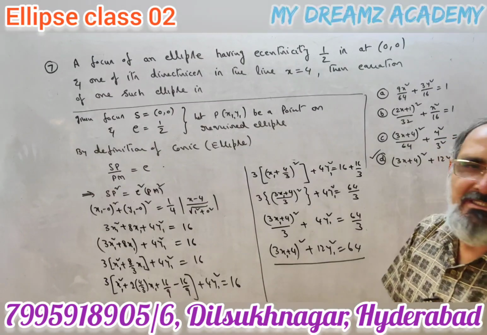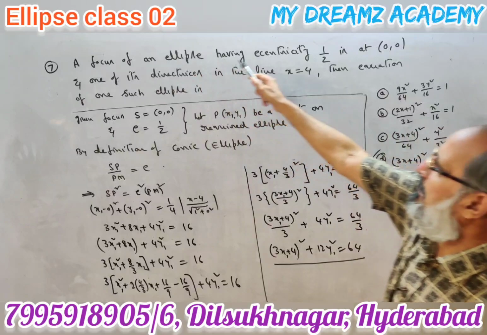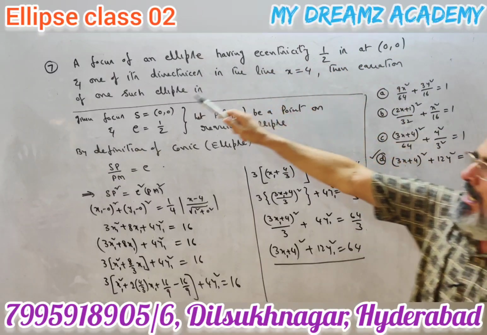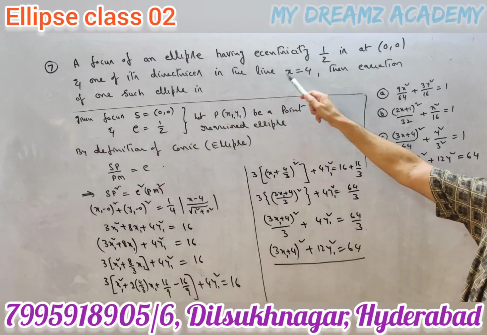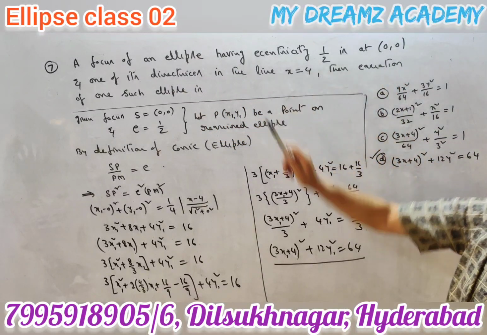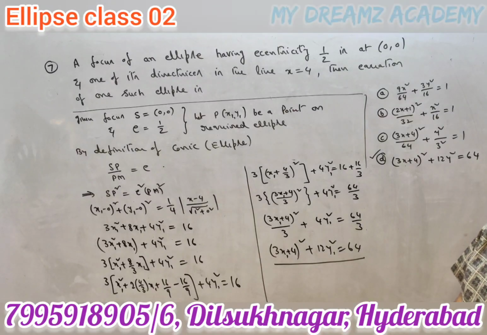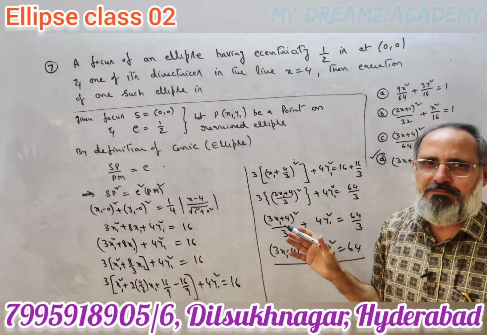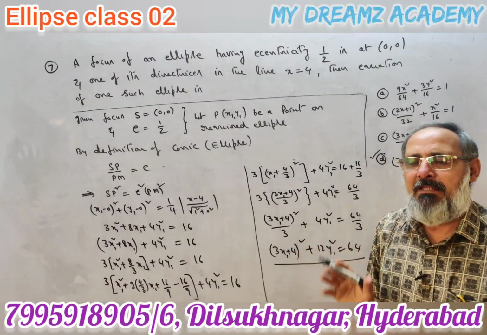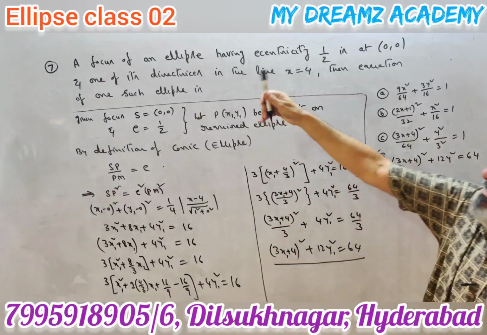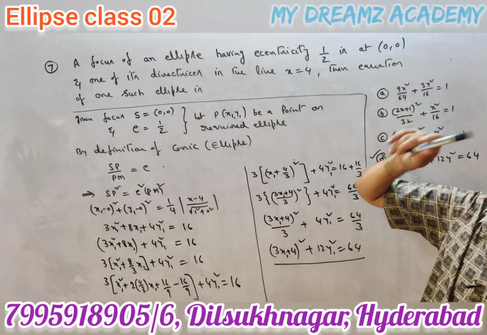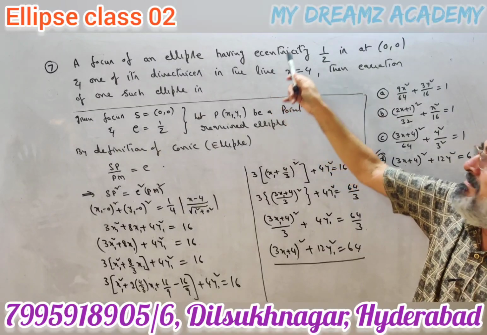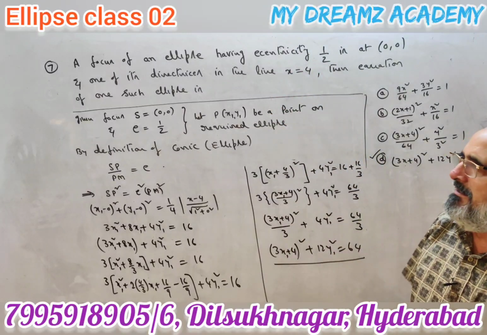Next, design number 7. A focus of an ellipse having eccentricity 1 by 2 is at (0, 0), and one of its directrices is the line x equal to 4. Then what is the equation of such an ellipse? Here there are 3 conditions given. Normally for an ellipse, a double focus and double directrix exist. One of the foci is (0, 0), the origin, and one directrix, x equal to 4, is given, and also the eccentricity is 1 by 2.